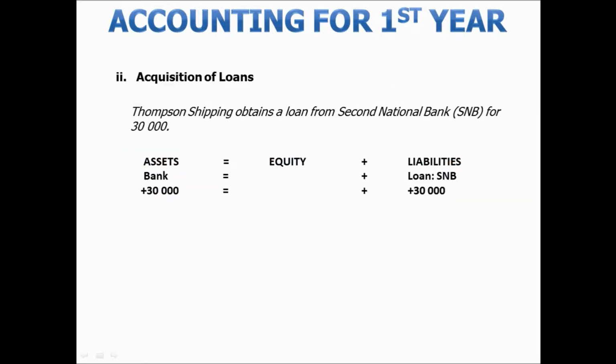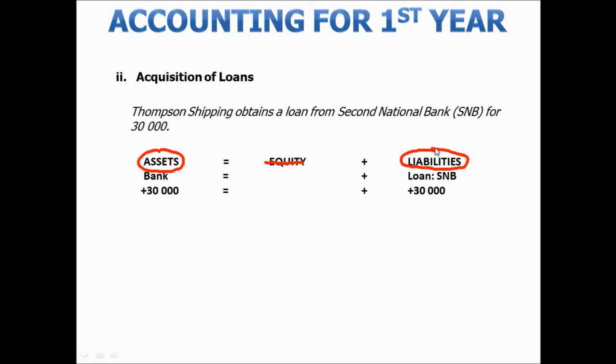In our next example, we'll have a look at the acquisition of a loan. So Thomson Shipping obtains a loan from Second National Bank for 30,000 Rand. So the first question we need to ask ourselves again is, what is the effect of the transaction on the basic accounting equation? We know that this was 30,000 Rand coming into the business, and this is of course an asset. This doesn't affect any of the equity in the business at this stage. And then we know that a loan is a liability because it is money that we owe somebody else.